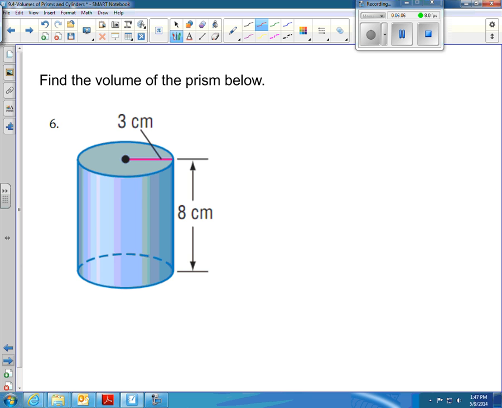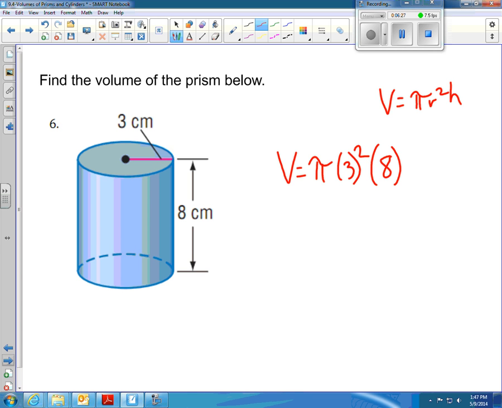Okay, let's go to the backside. Now let's talk about some cylinders. So volume of a cylinder is area of the base times the height. So pi r squared times height. Sweet. We have our radius. So we're going to get pi times our radius of 3 squared times our height of 8. So this is just a plug and chug. Make sure that you put in your calculations. Let's round to one decimal place. 226.3 centimeters cubed. Volume is always cubed.